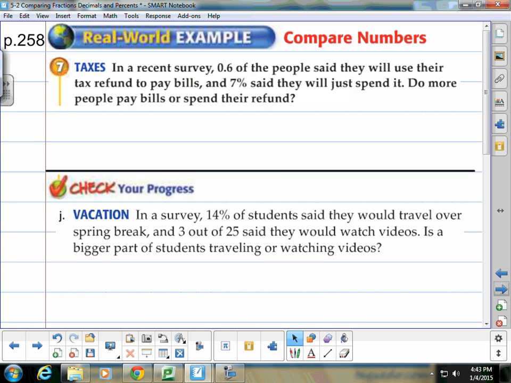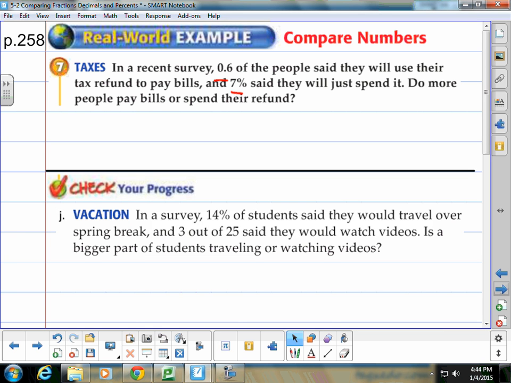Okay, just going on to page 258, we're going to compare numbers. In a recent survey, 6/10 people said that they used their tax refund to pay bills, and 7% said that they will just spend it. Do more people pay bills or spend their refund? Notice we're showing a part of a whole represented as both a decimal and as a percent.